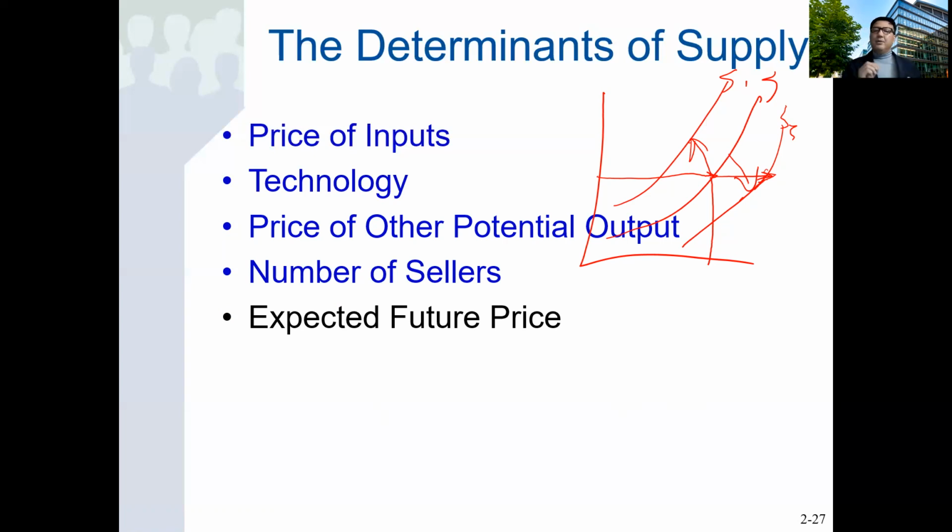And then if you expect the future prices to go higher, what's going to happen? Well, they're just going to keep the supply until the price goes higher, right? They're not going to sell right now at a low price. They're going to wait until the price goes very high in the future. So they're going to withhold that supply, right? So that also determines the supply of the goods and services.